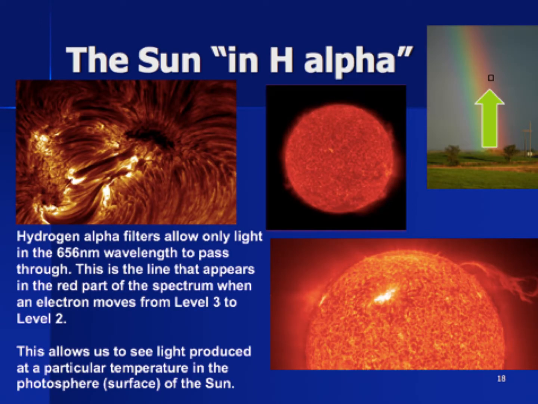Here is that same color or wavelength of light seen in the rainbow way over to the red side. Looking through an H-alpha telescope, the sun will always appear red, as this type of scope only allows that wavelength of light through. It allows us to see only the light that is present at the very surface of the sun, allowing us to see storms occurring on the sun's surface, as you can see here.